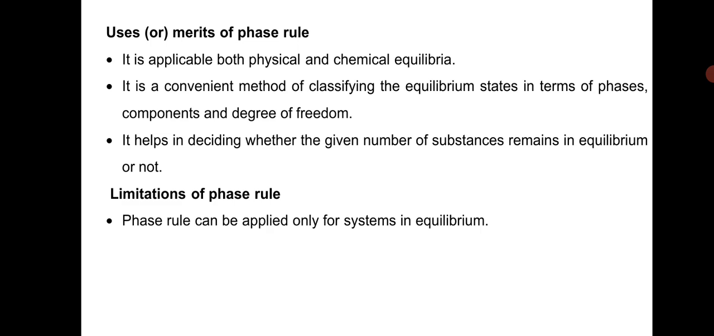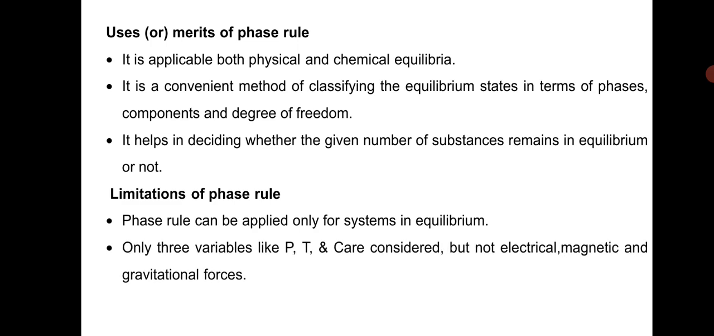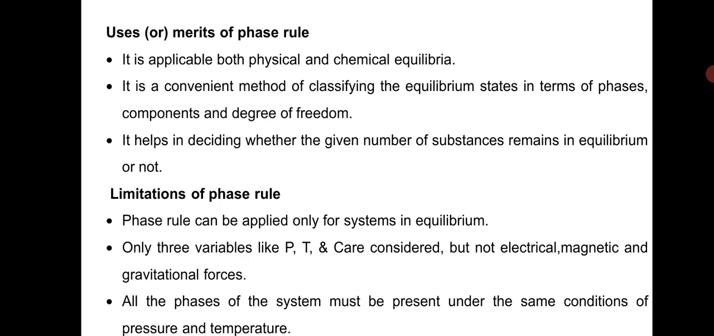Similarly, let us see the limitations of the phase rule. The phase rule can be applied only to systems that exist in equilibrium. Only three variables, pressure, temperature and concentration, are considered, not electrical, magnetic and gravitational forces.